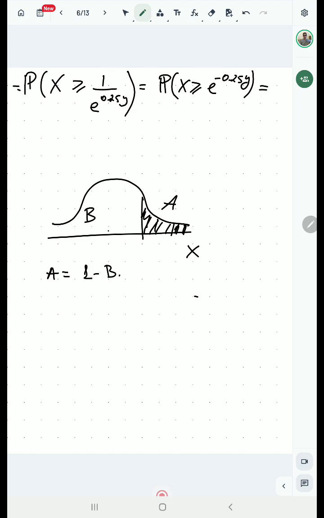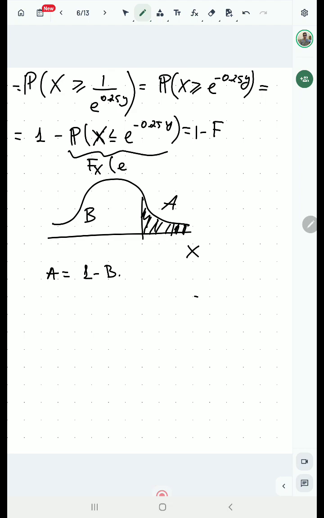We use this same relationship and we say that this is the same thing as 1 minus the probability of x being less than or equal to e to the power minus 0.25y. And now we already know the CDF of x, so we can evaluate it. Instead of this, we plug in the CDF of x, evaluated at this value. So this is F of x evaluated at e to the power minus 0.25y. And let's have a look at the CDF of x.